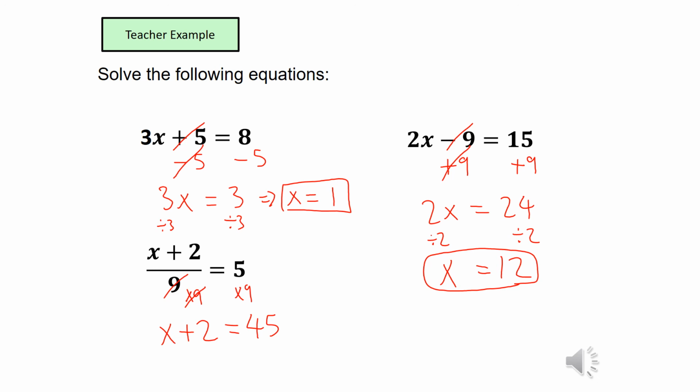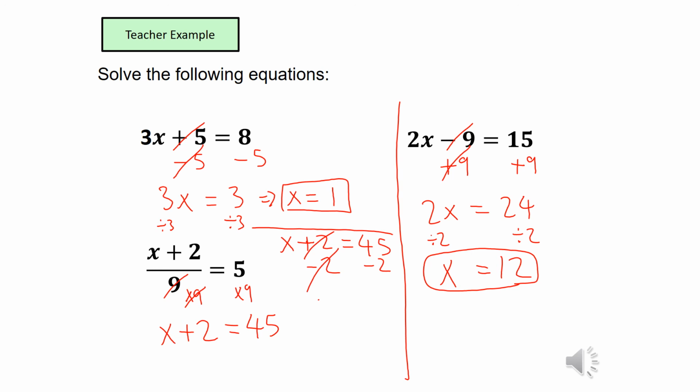Okay, so now write it over here. So x plus 2 equals 45. We do the inverse of plus 2, which is minus 2. Whatever you do on one side, you must do to the other side. So you're left with x equals 43.